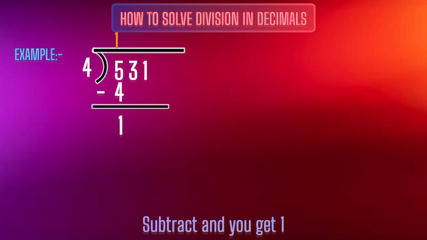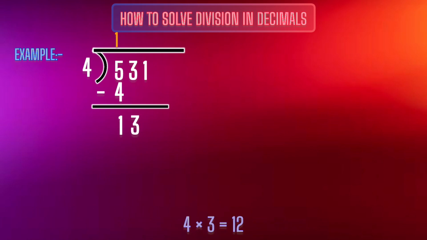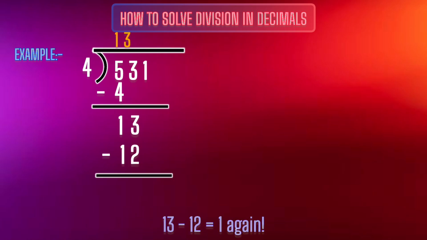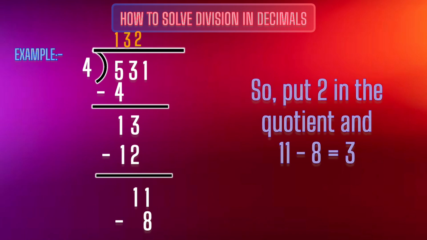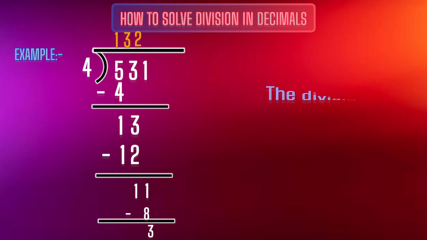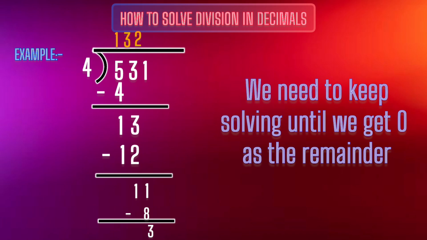Subtract and you get 1. Take the next number, which is 3, and it becomes 13. 4 into 3 is equal to 12, and it is near to 13. Put 3 in the quotient and 13 minus 12 is equal to 1 again. Take the next number down and it becomes 11. 4 into 2 is equal to 8. 8 is nearer to 11, so put 2 in the quotient and 11 minus 8 is equal to 3. The division problem is not done though. We need to keep solving until we get 0 as the remainder.